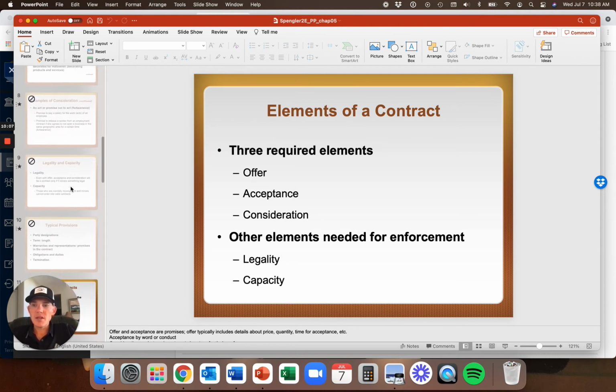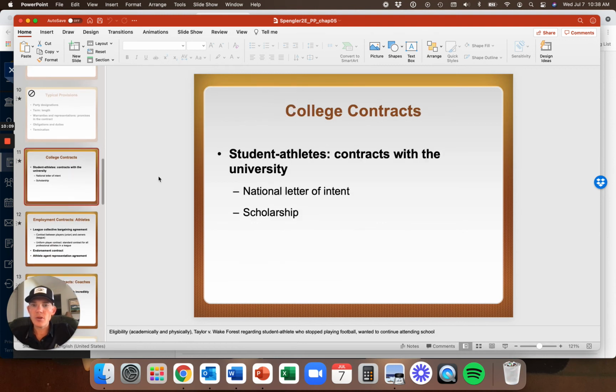In fact, let me scroll down to college contracts. Here we go. Student athletes' contracts with the university. Basically, a letter of intent is signed and then a scholarship is provided. And that's usually as far as it goes. I have seen clauses where coaches will say if you perform well, then you could get additional scholarship money.